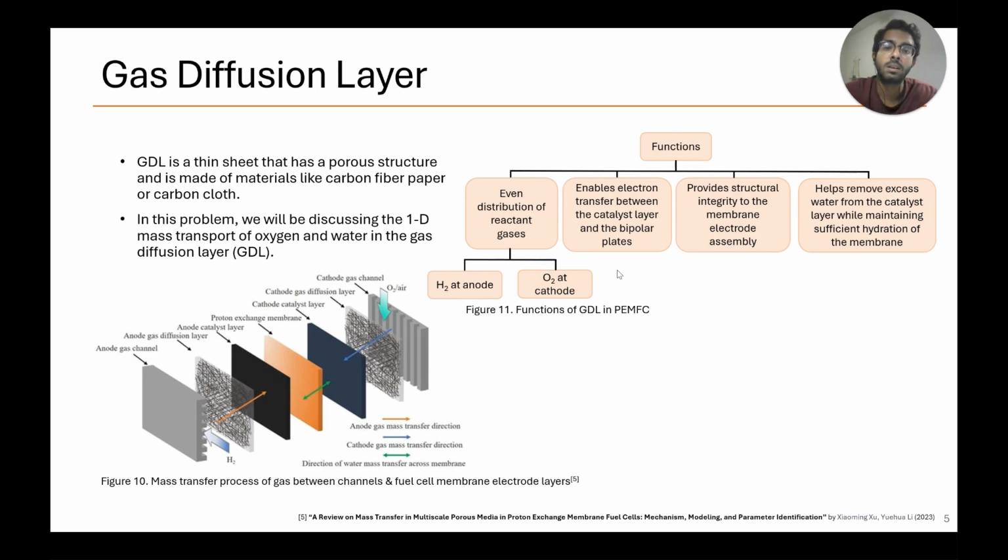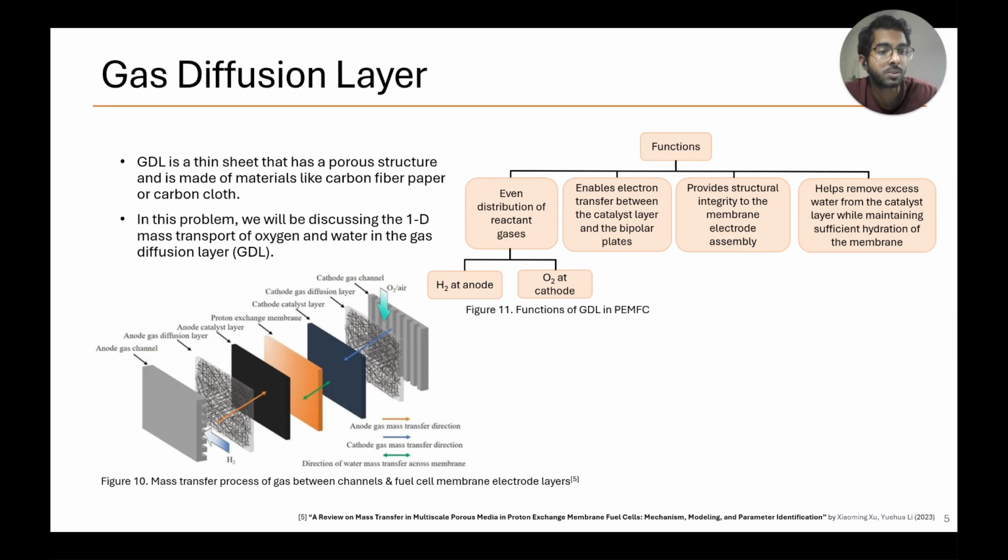The first key function is the even distribution of the reactant gases at the electrodes. The second function is that since it is electrically conductive, it enables electron transfer between the catalyst layer and the bipolar plates. The bipolar plates are missing in this figure, but it is essential to know that the bipolar plates are placed in between the catalyst layer and the electrical circuit. The third function is that it provides structural integrity to the membrane electrode assembly.